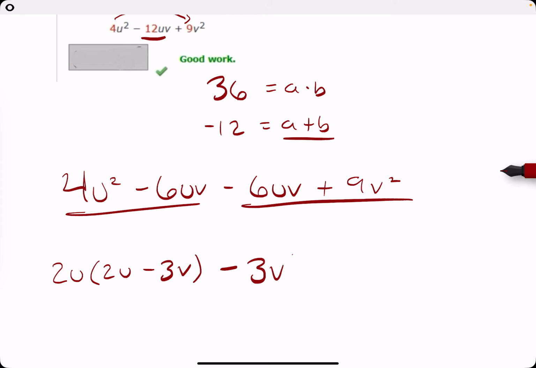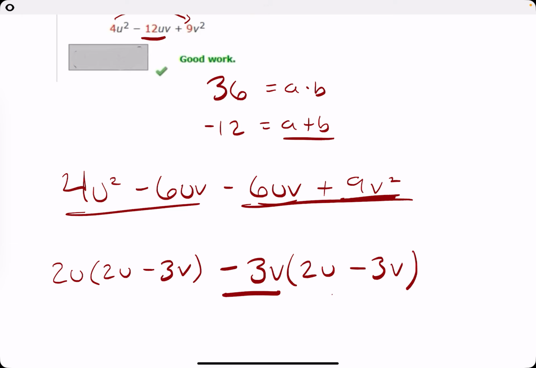Minus 3v. So if we pull out a minus 3v from this first term, or just 3v from 6uv, we get 2u. And then 3v taken away from 9v squared is 3v. Okay? And then, am I missing something here? Yes, I am. Sorry, we have to consider we're taking out a negative 3v from a positive. So it's like 9v squared divided by negative 3v. So it gives us that negative 3v.